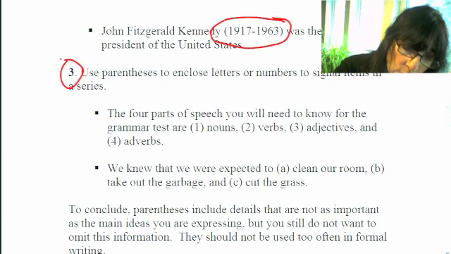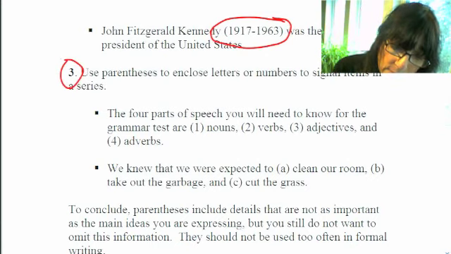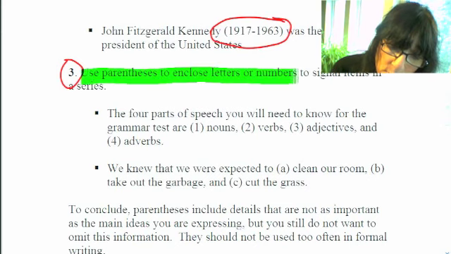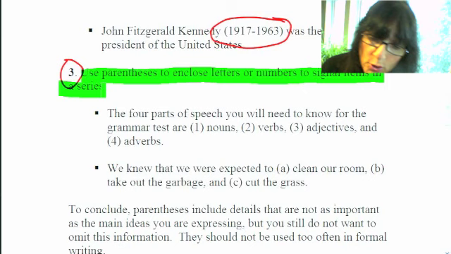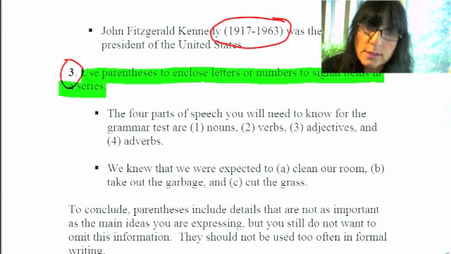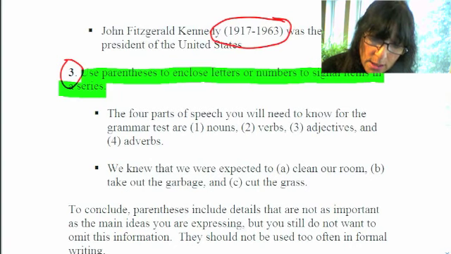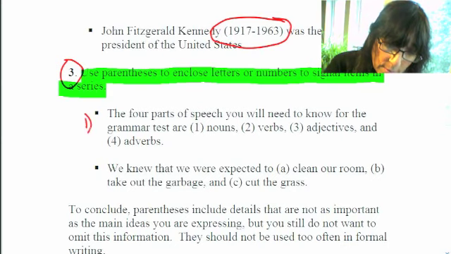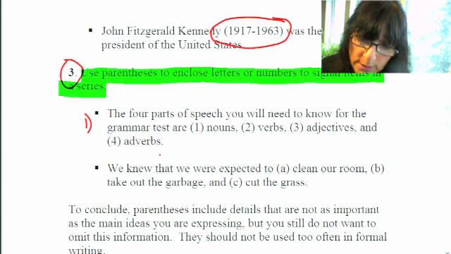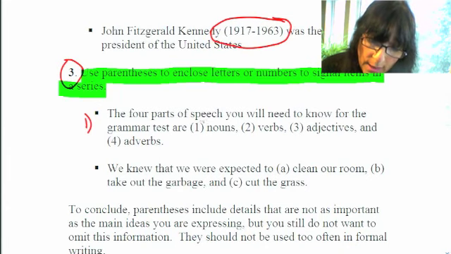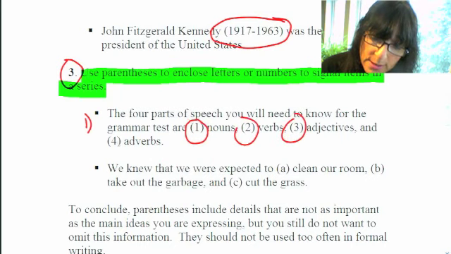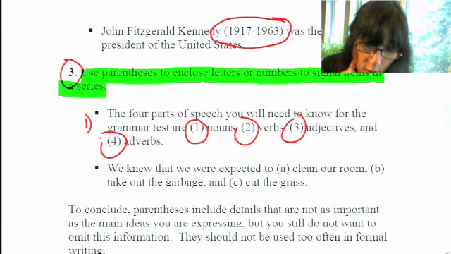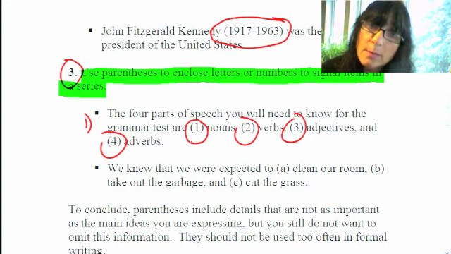Now the third and final use of parentheses is to enclose letters or numbers when you want to include items in a series. You are signaling that you're giving me a list of items in a series. So there are two uses here. The first one, the 4 parts of speech you will need to know for the grammar test are, and now you're listing them, (1) nouns, (2) verbs, (3) adjectives, and (4) adverbs. So you've got a list that you're separating by using numbers.